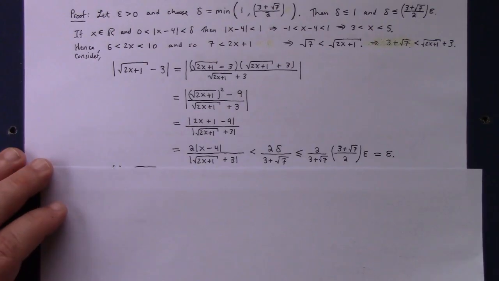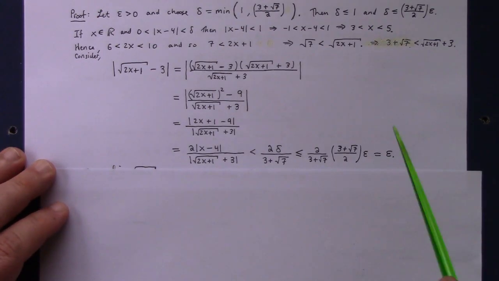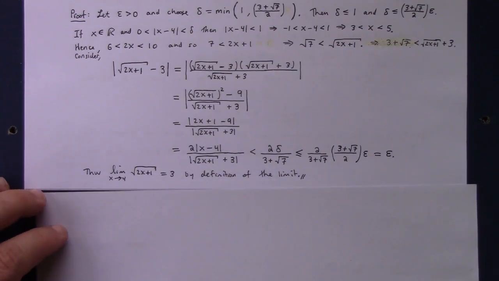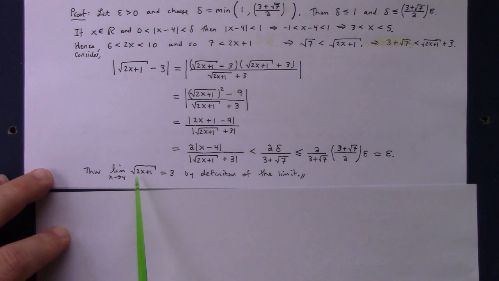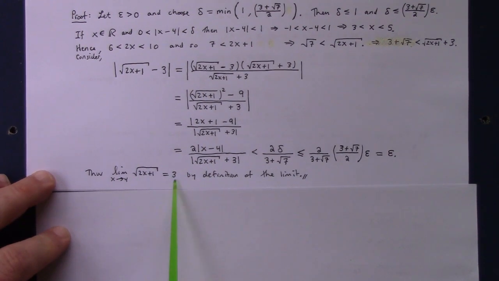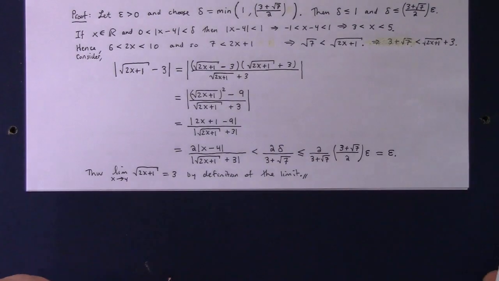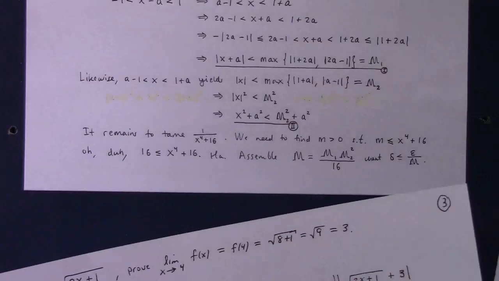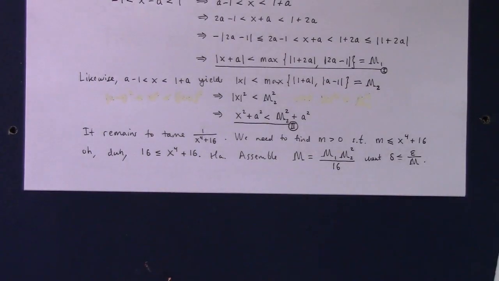So this is the neat trick. Using the minimum function, we can get two things at once for the delta and put those together in concert to achieve the desired inequality. Thus, the limit of the square root of 2x plus 1 as x goes to 4 is equal to 3 by the definition of the limit. All right. Whew. So that one was a little bit tricky. We needed some algebra there that wasn't immediately transparent.